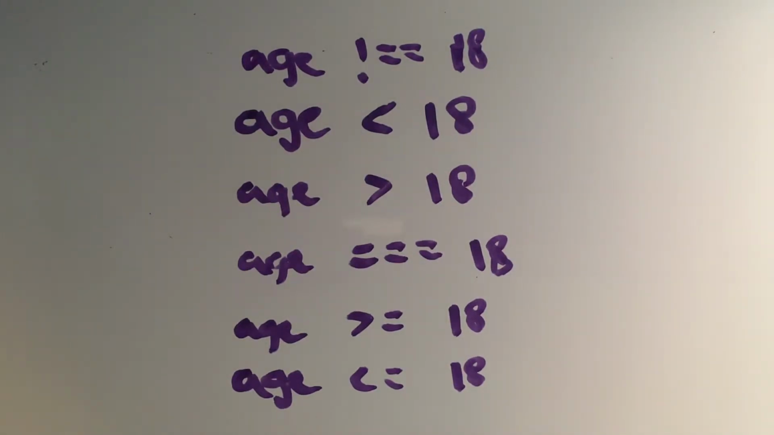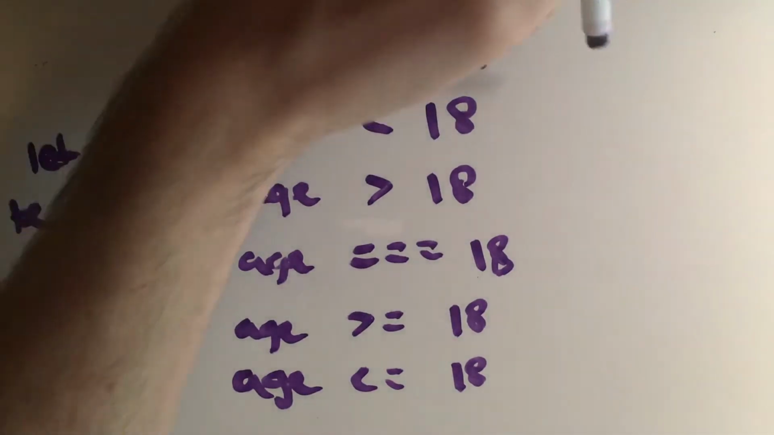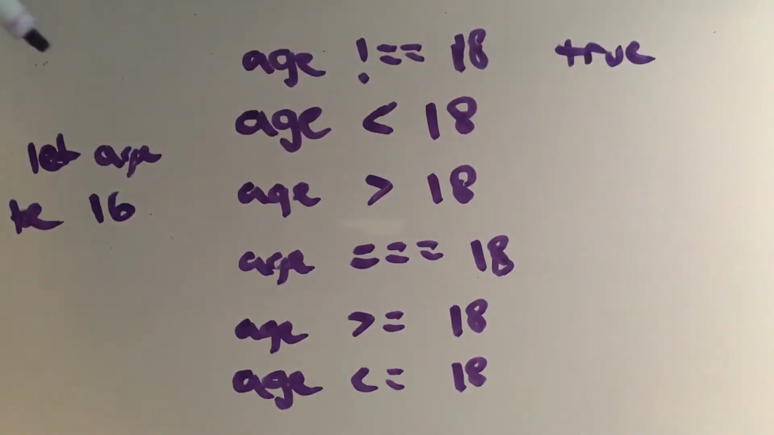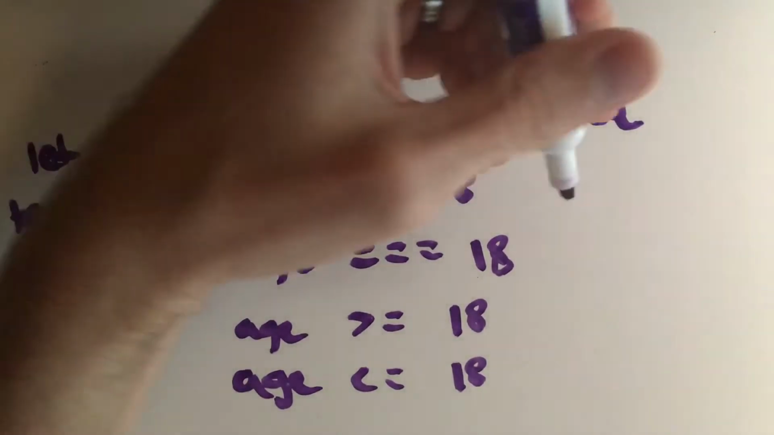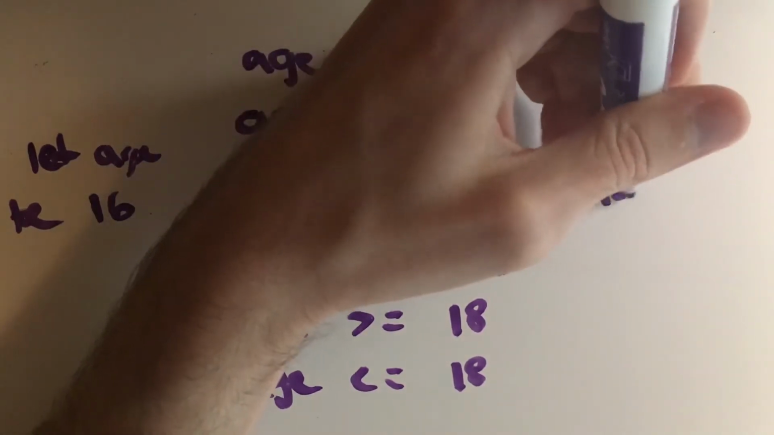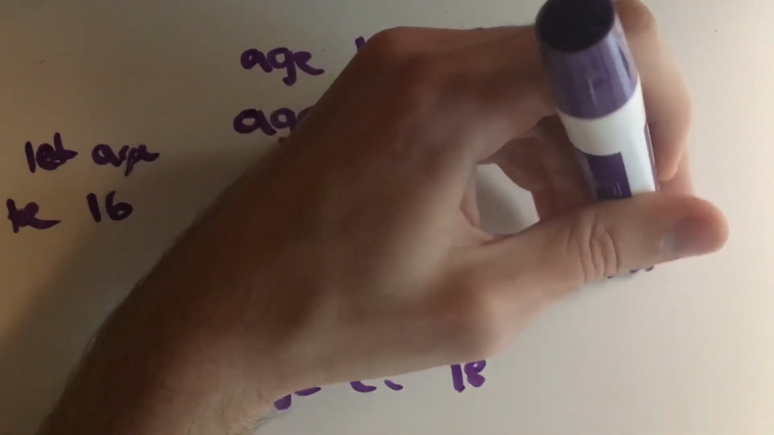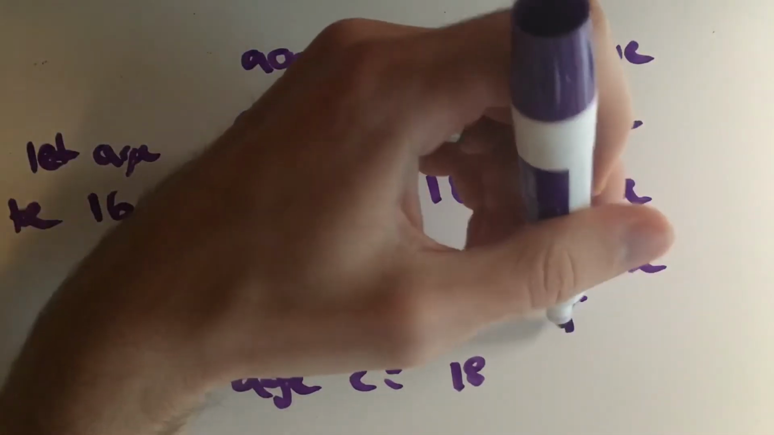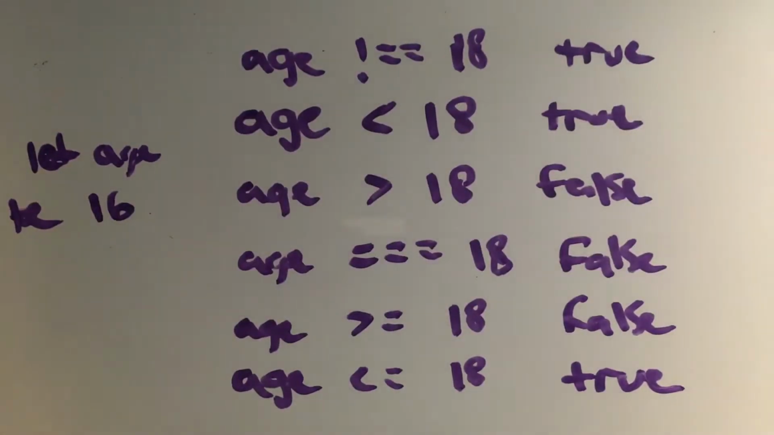So to try to understand how these Boolean expressions work, let's go ahead and set age equal to something such as 16, and then run it through our expressions to see how it actually evaluates. Starting from top to bottom, we say, is 16 not equal to 18? Well, that's true, right? Because 16 is not 18. The second one we can check is age less than 18, and that's also true. Is 16 greater than 18? That's false. Is age equal to 18, or is 16 equal to 18? No, so that's also false. Is age greater than or equal to 18? No, that's also false. And then finally, is age less than or equal to 18, which is true.